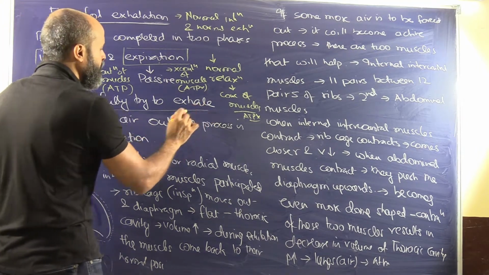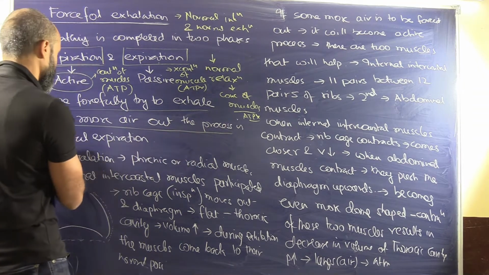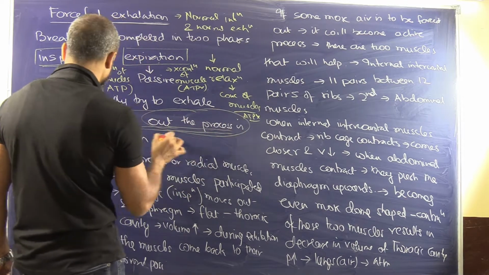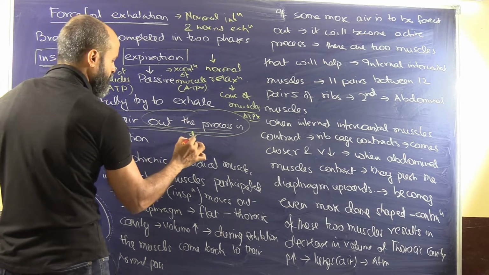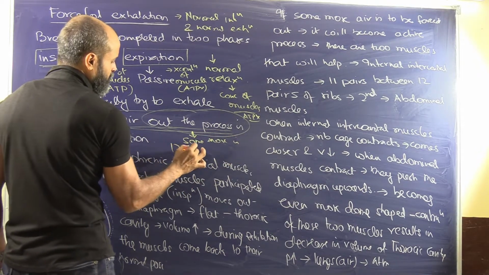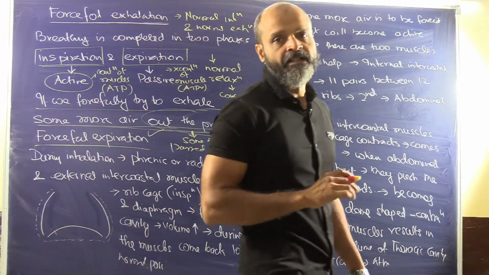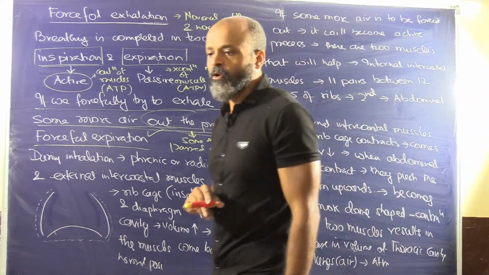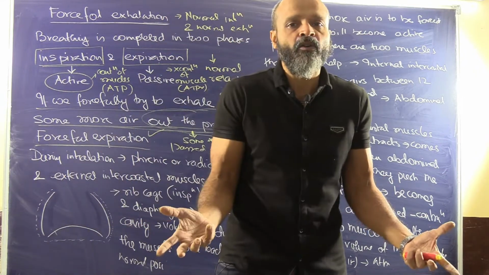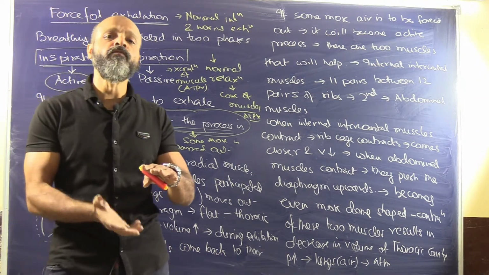So if we forcefully try to exhale, some more air is actually rushed out of our lungs, and this is known as forceful expiration. So in this case, we are exhaling more air out than we are supposed to, and the diaphragm will move more upwards.